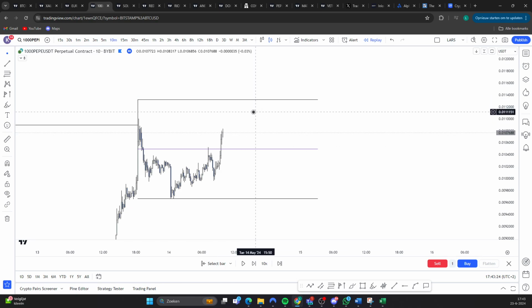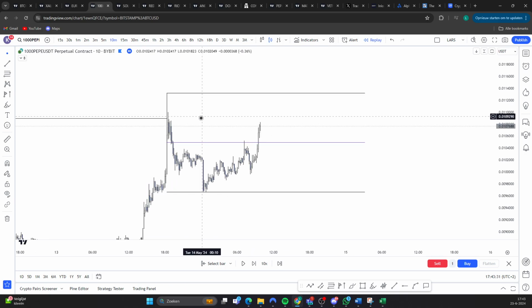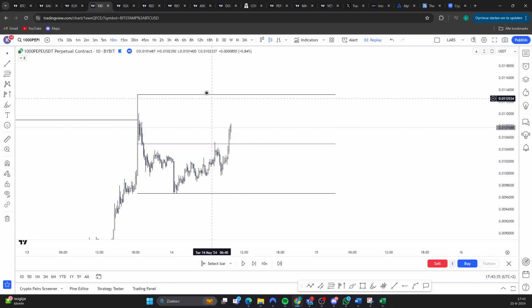While also, me taking more trades equals you guys also learning more, because I will be taking more trades. You'll see how I manage the trade, how I spot it, and everything about the trade.